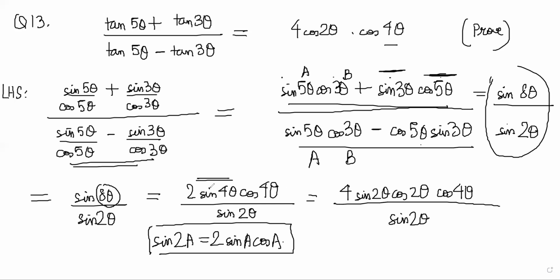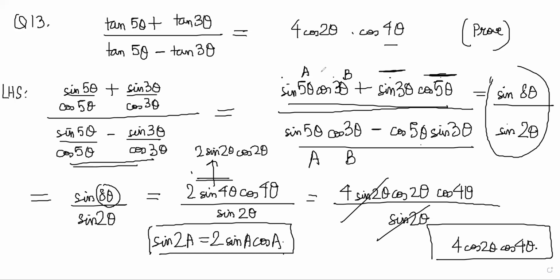What have I done? I have split this further into 2 sin 2θ cos 2θ. So now I'll cancel sin 2θ from the denominator, and the answer comes 4 cos 2θ cos 4θ.